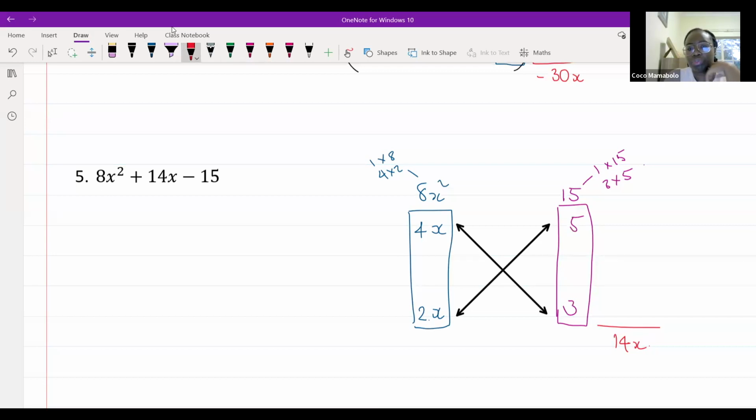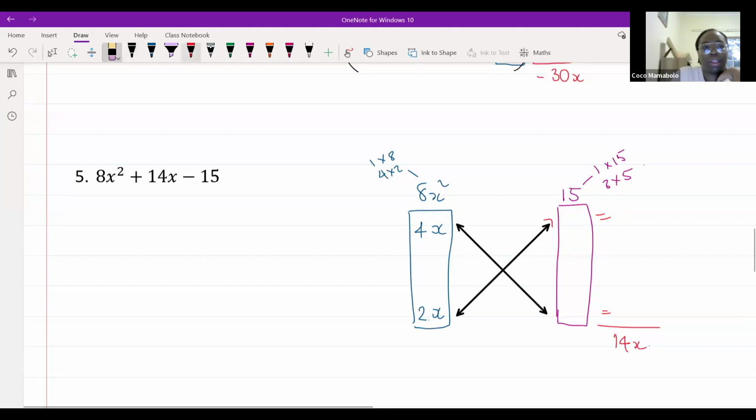So 2x times 5 is going to give me 10x. 4x times 3 is going to give me 12x. I've missed the mark. I'm at about 22x, and if I minus, I'm going to get negative 2x. So that doesn't work. Let's not do that. Maybe let's swap the 5 and the 3 around.